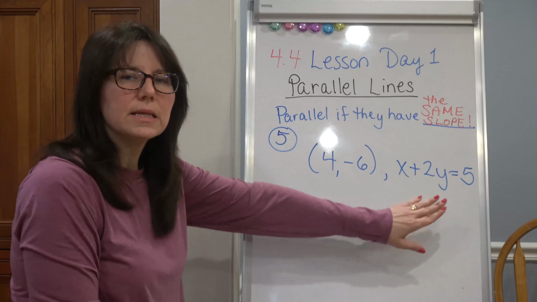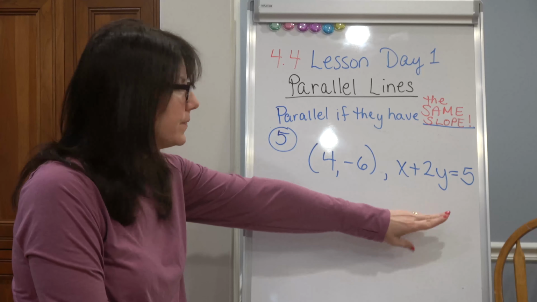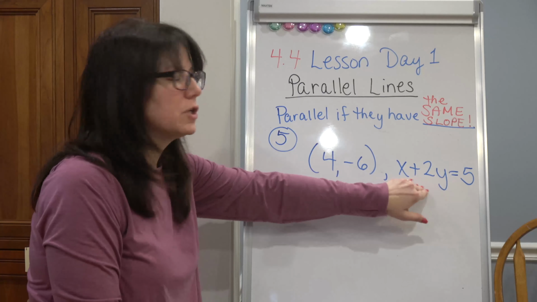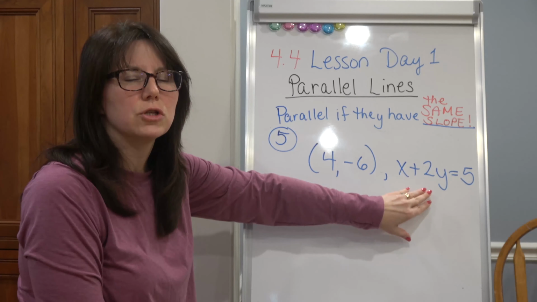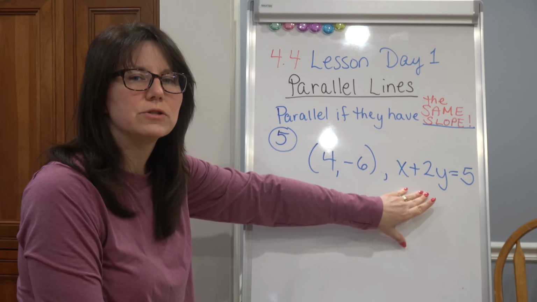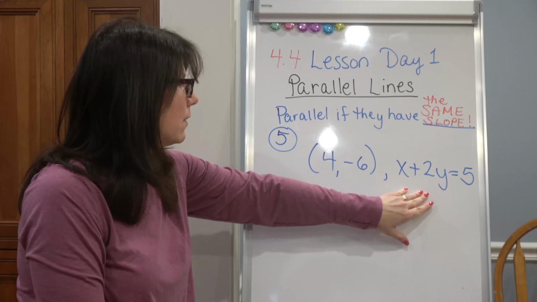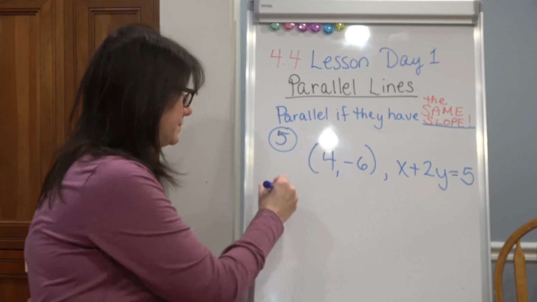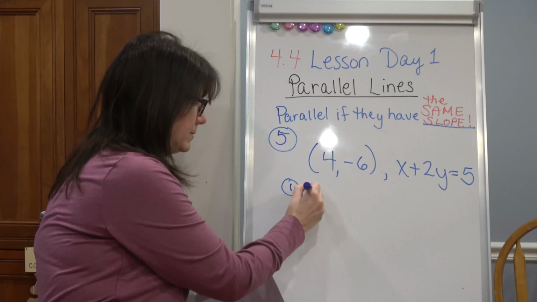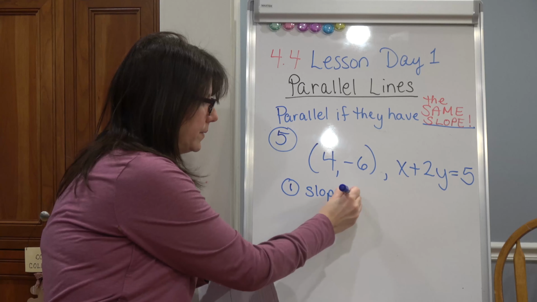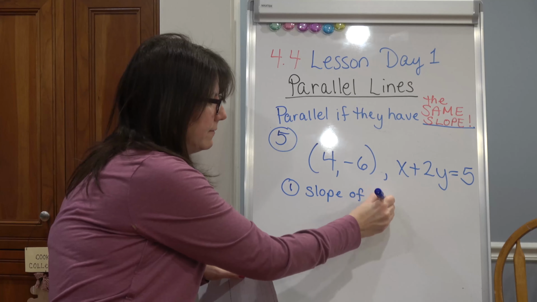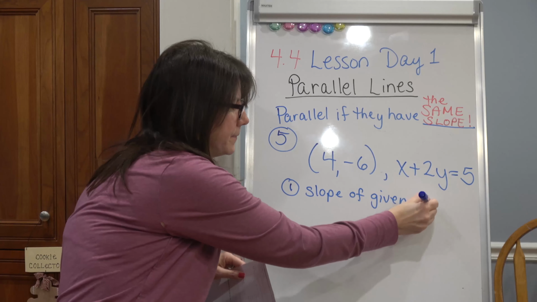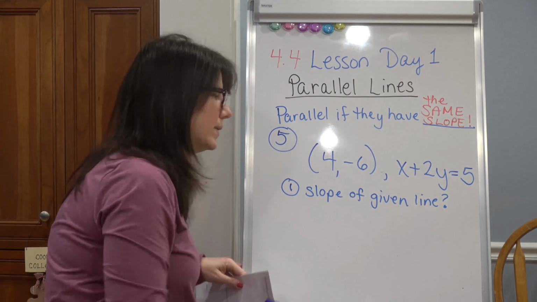Now, why is this a little bit more complex? Well, I can't just look at this equation and find the slope because it's not in slope-intercept form. So the first step would be to figure out what the slope of this line is. So, slope of given line. Okay, what is the slope?